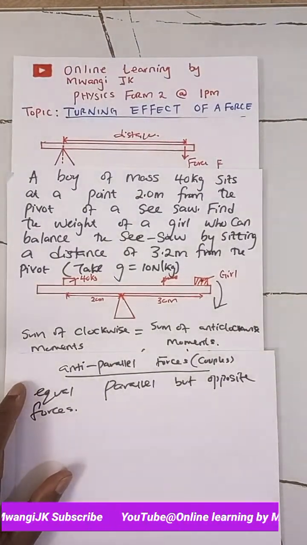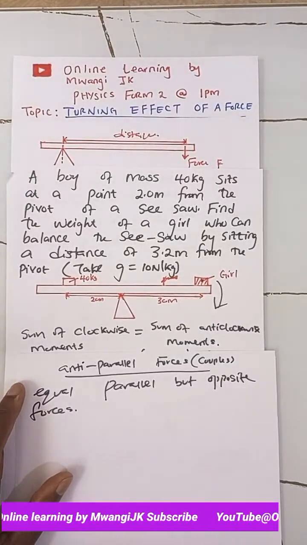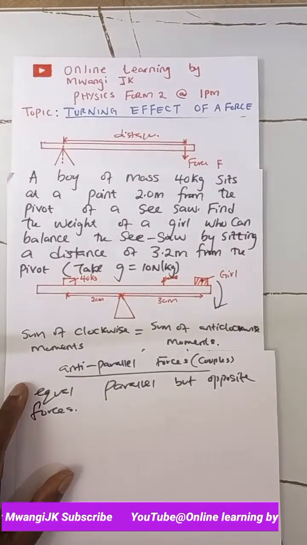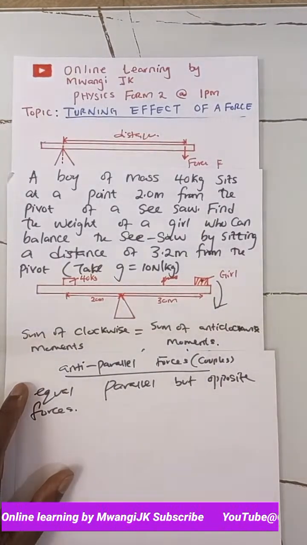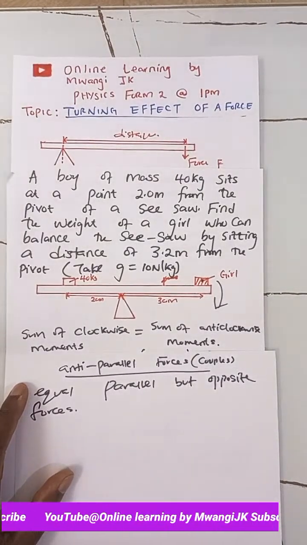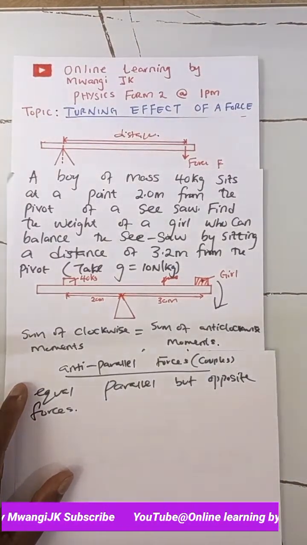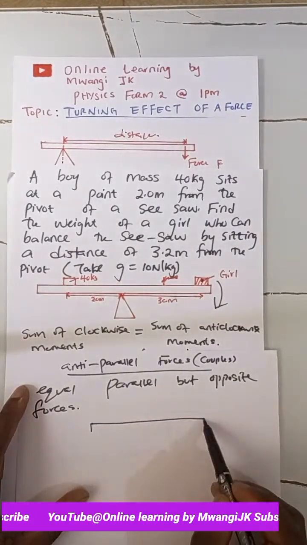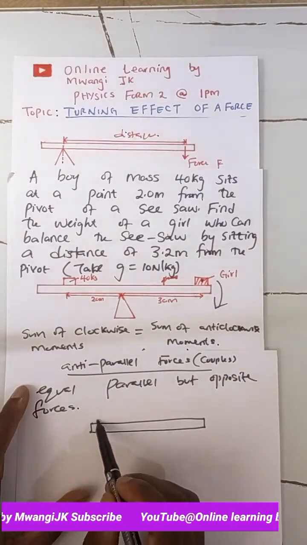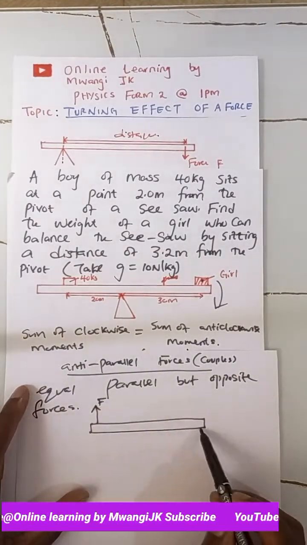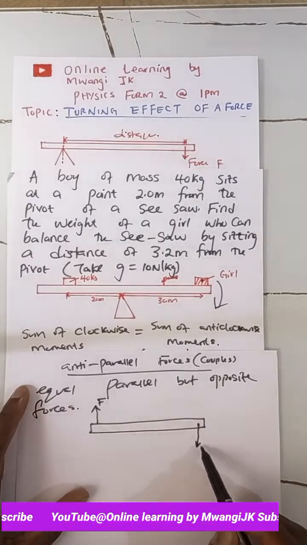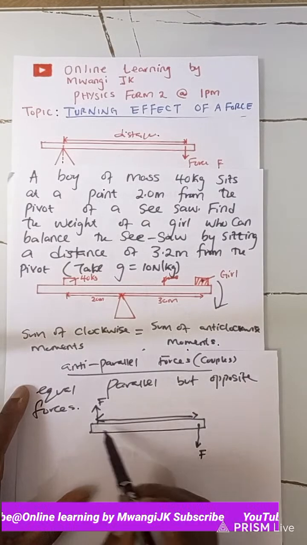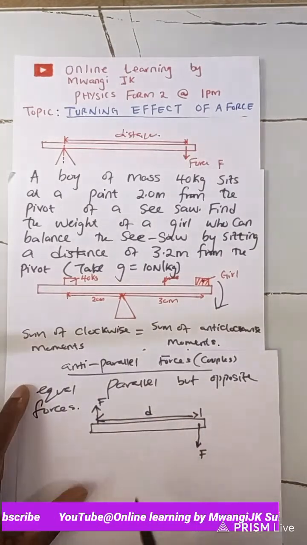So when you talk about equal and parallel opposite forces, it means the total moment of anti-parallel forces is the product of one of the forces and the perpendicular distance between the forces. So if we have such a case, and we have a force F and another one here, this is the distance between the two anti-parallel forces.